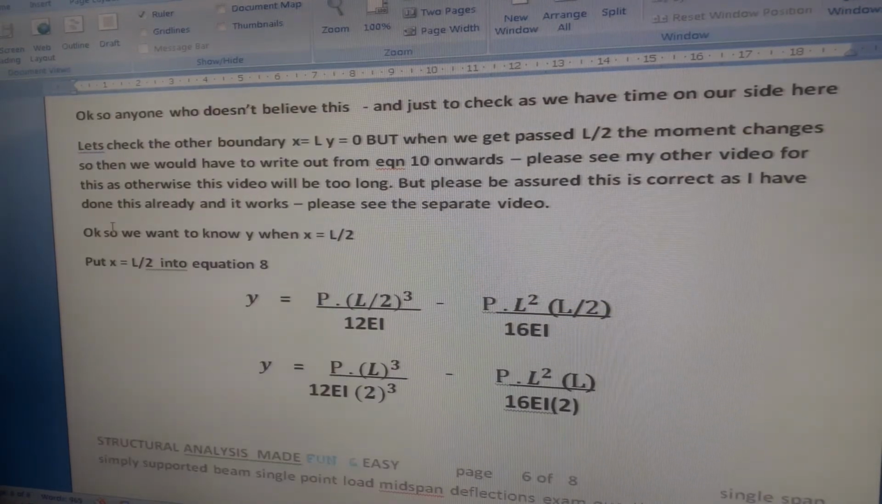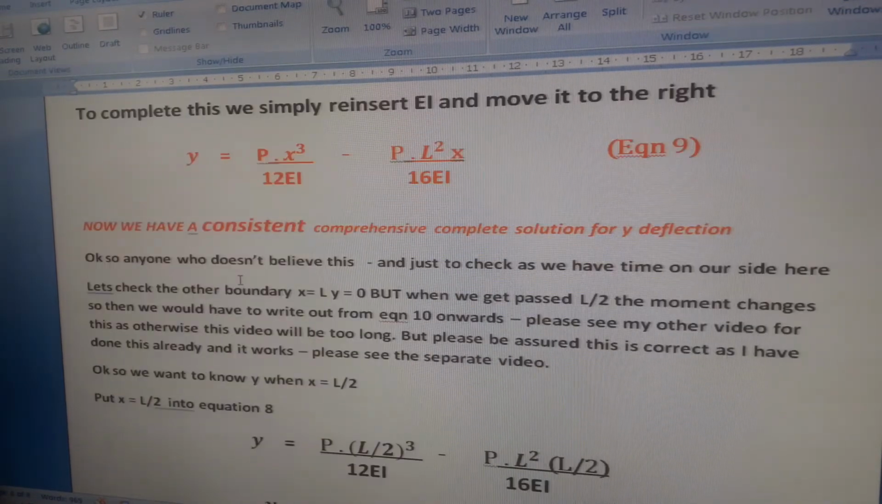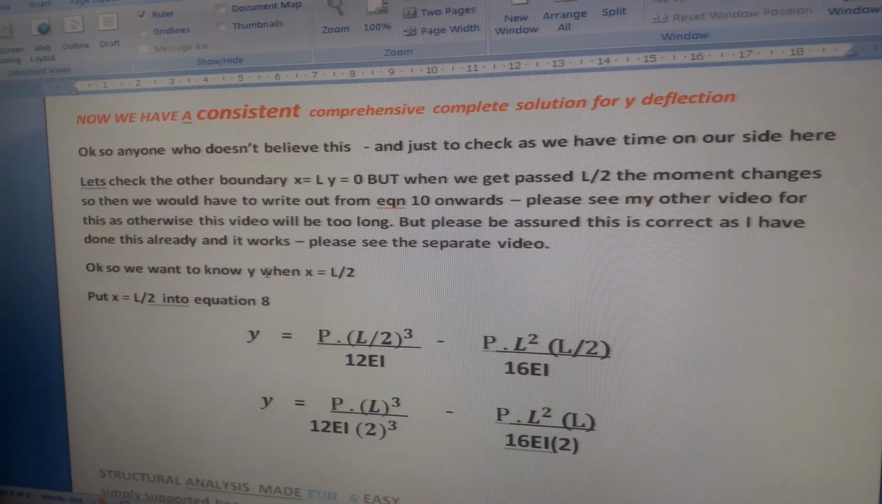So at the moment we've used boundary condition x equals 0, so we've found out what y is. Okay, so now we want to know what y is when x equals L over 2. So we put x equals L over 2 into equation 8.